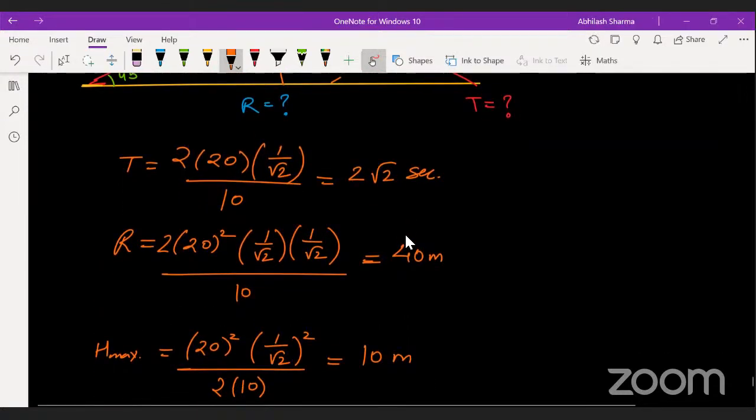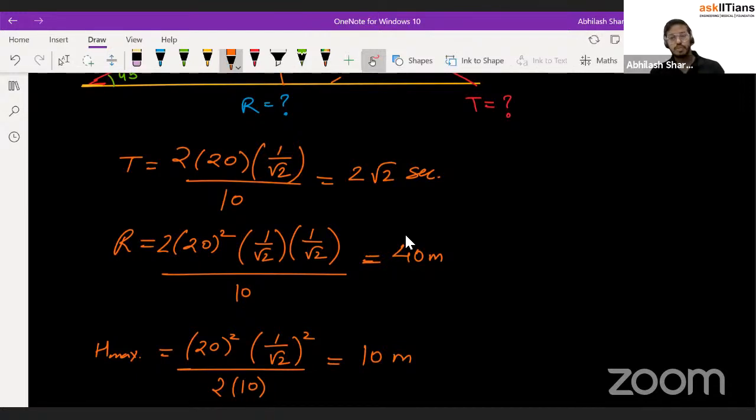So for time, it should be 4 by root 2, no? Yeah, 4 by root 2 is 2 root 2. Multiply root 2 in numerator and denominator. It's like rationalizing the denominator. So if somebody has confusion, they can understand. 4 by root 2, I multiply with root 2, I divide with root 2. But now I am left with 4 root 2 by 2, which is 2 root 2.